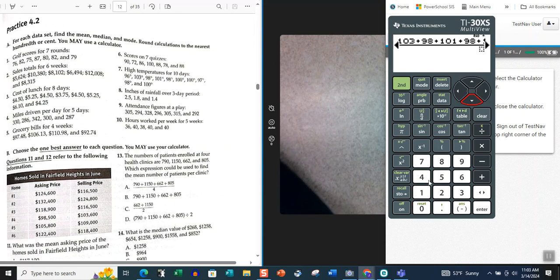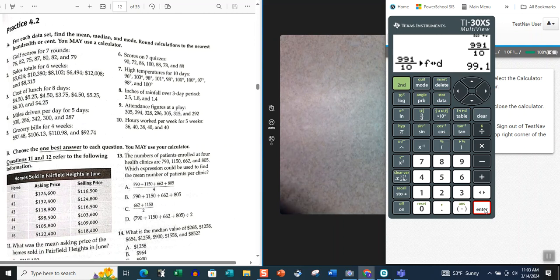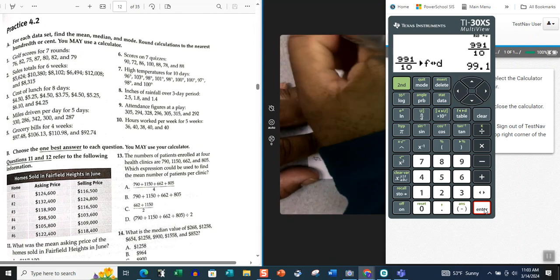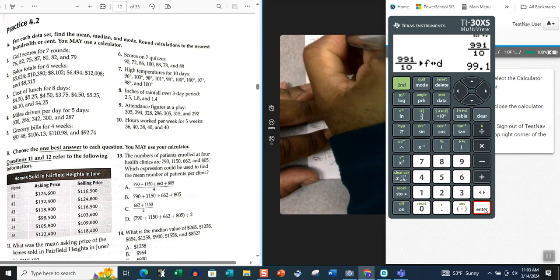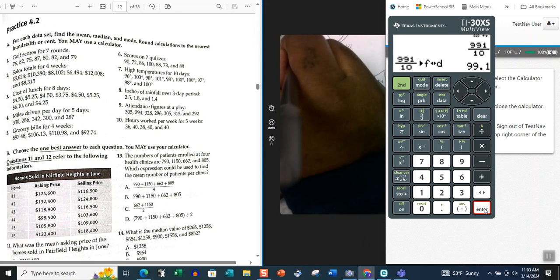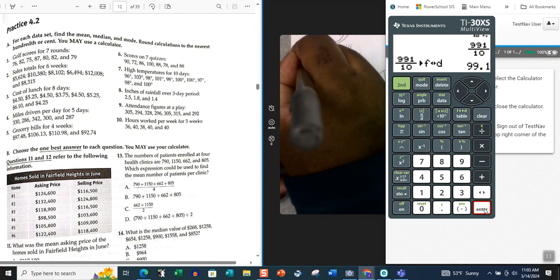Press the down arrow, it's divided by 10, and you'll hit the right arrow. So you can press enter, and you see it gives you the fraction, so you'll press second, table, press enter. So it'd be $99.10. So this is number 7. So the mean is $99.10. That's our mean.